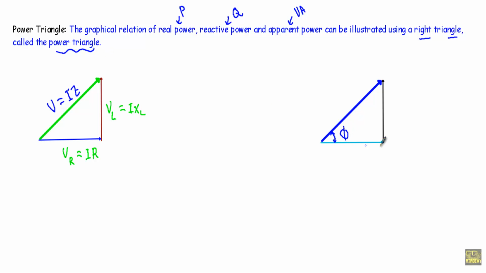Let's say I have this right triangle here in which this angle is 90 degrees. This will be its hypotenuse, this will be its horizontal axis, this will be its vertical axis. In this right triangle, in the direction of the horizontal axis, we will represent the real or active power.